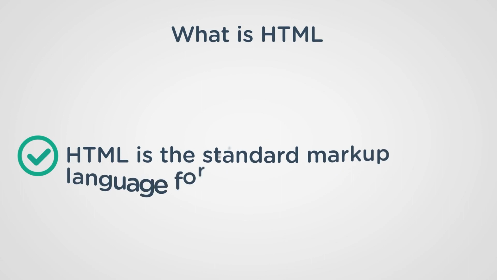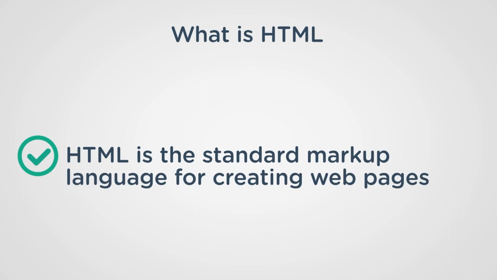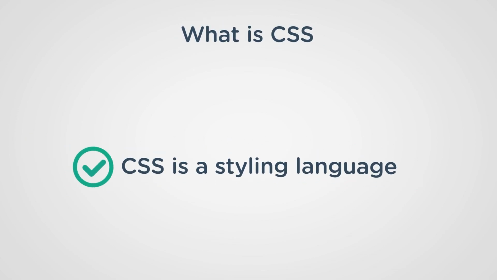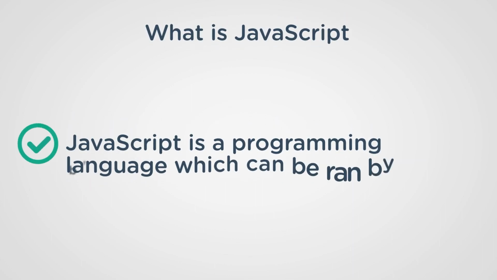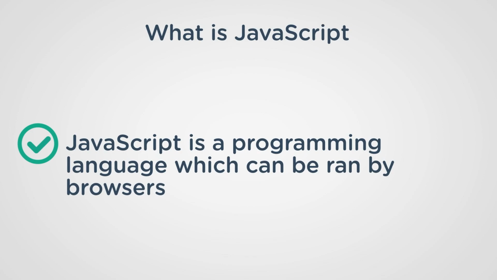HTML is a standard markup language for creating web pages. It describes the whole structure of a web page and it tells the browser how to display content. CSS is a styling language. It defines how HTML elements should look. It is thanks to CSS that you can transform simple websites to beautiful looking websites. And finally, we have JavaScript. JavaScript is a programming language which is run by a web browser and allows you to make web pages interactive.